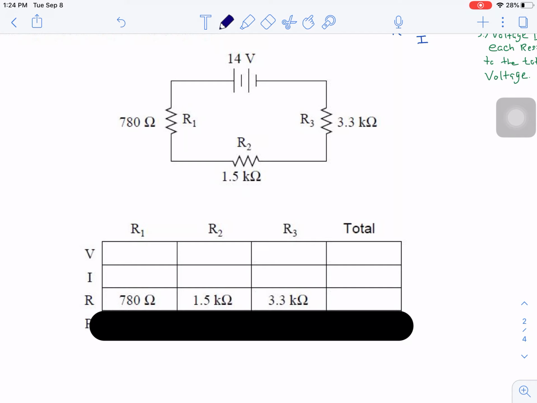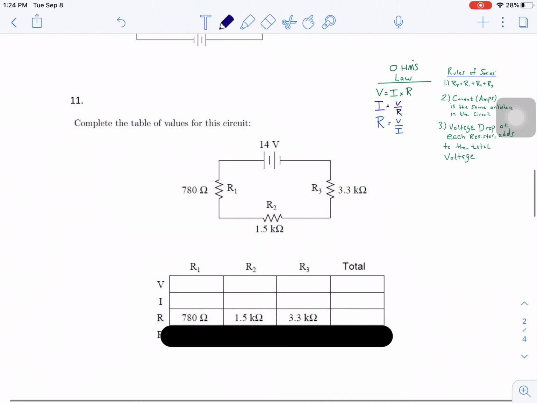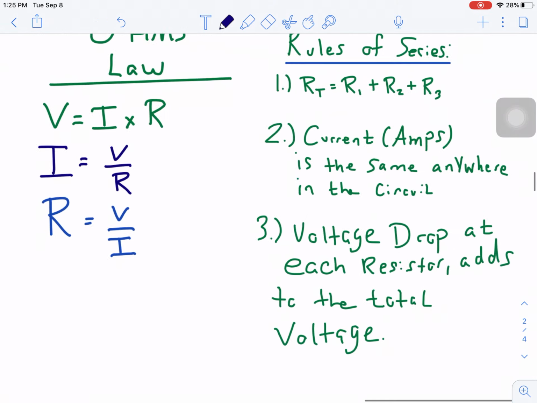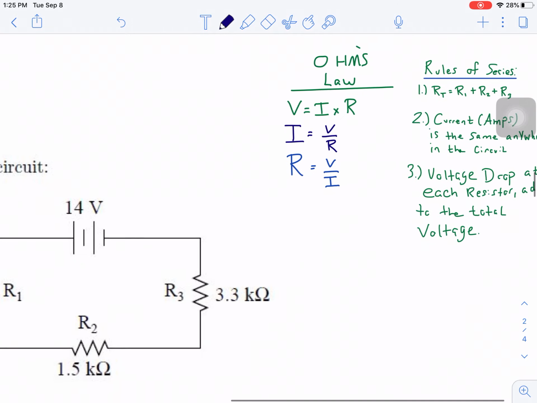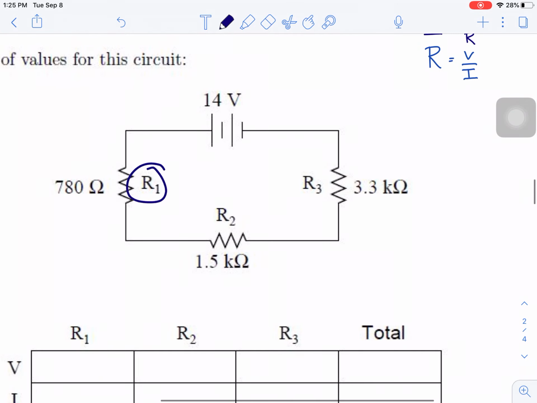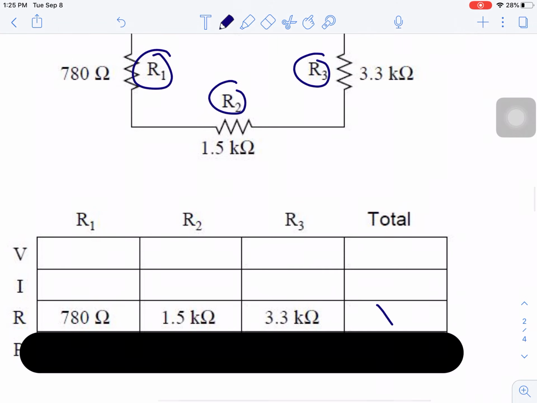Well, right now, I know all 3 resistors. So if I know all 3 resistors in my circuit, I can look at my rule and say, well, the total resistance, or RT, is just R1 plus R2 plus R3. So I can add those up, R1, R2, and R3, to get the total resistance.